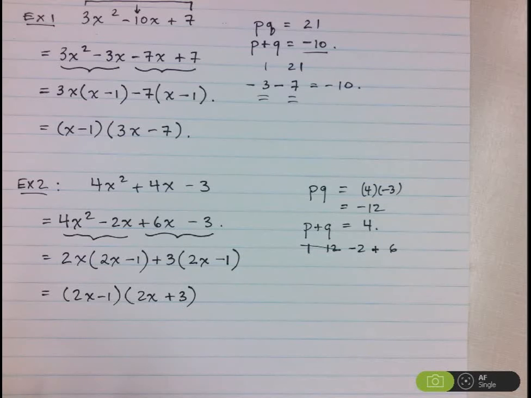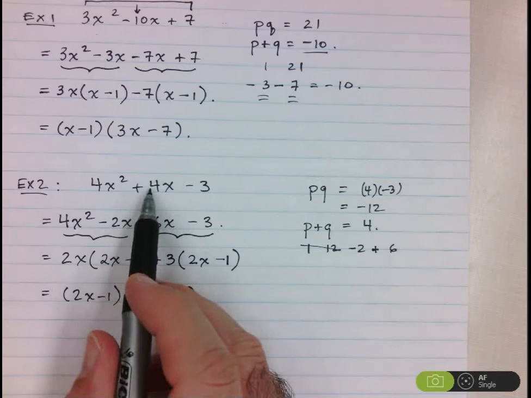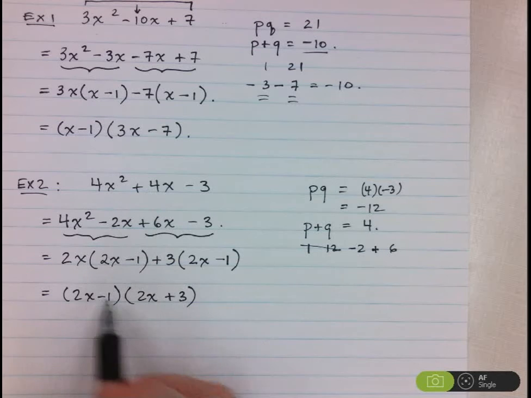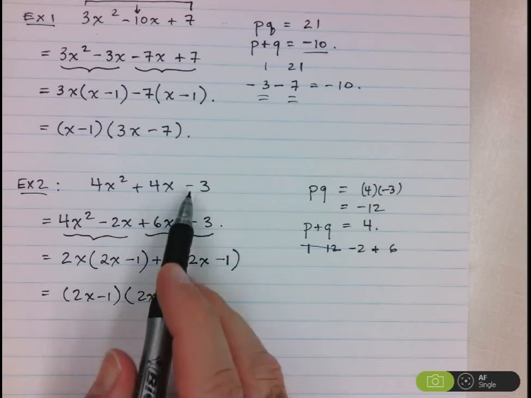Now let's again check that the answer is correct by expanding. So 2x times 2x, 4x squared. Good. 6x minus 2x, positive 4x, that's good. Negative 1 times 3 is negative 3.